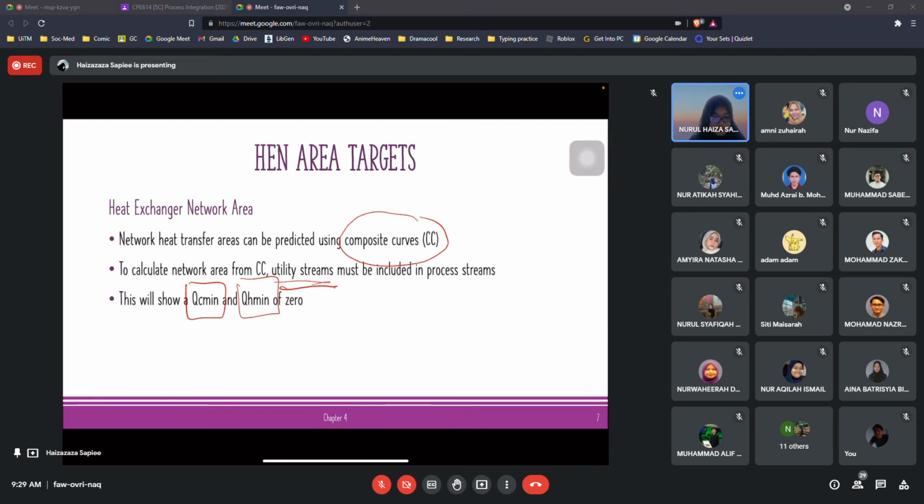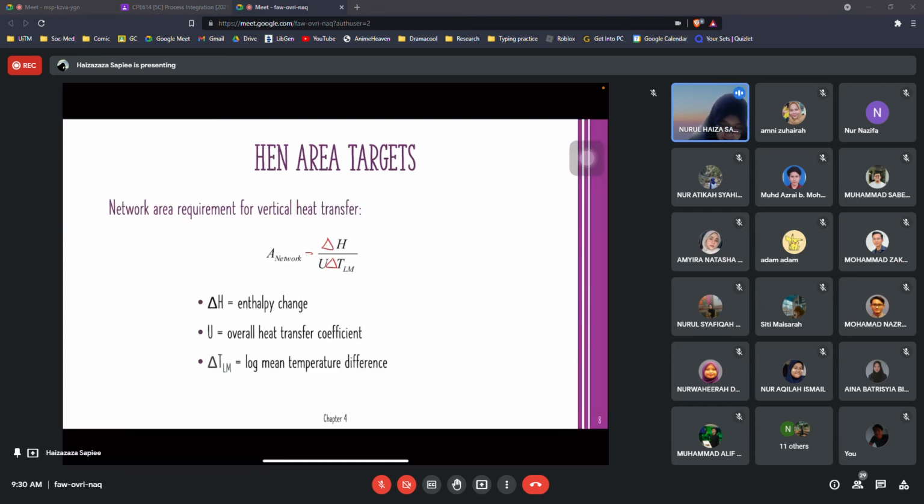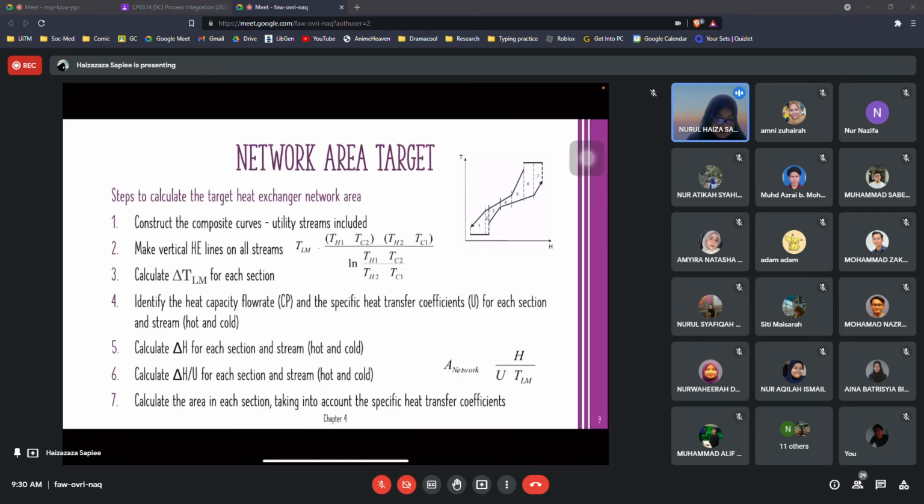So saya selalu tak faham kenapa dia punya delta ni hilang, tapi basically macam ni lah is the equation. So the network area basically macam ni kita nak calculate is your delta H over U times your delta log mean temperature difference. So apa yang kita akan buat, sebab dia very tedious, so we have to calculate satu-satu. So kita akan kira dulu dia punya delta T log mean, lepas tu kita akan cari dia punya delta H, lepas tu kita akan cari delta H over U, dan kita akan calculate dia punya total area. Okay, so ni these are the steps lah. So ni semua negatif.